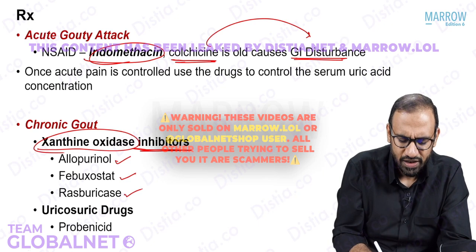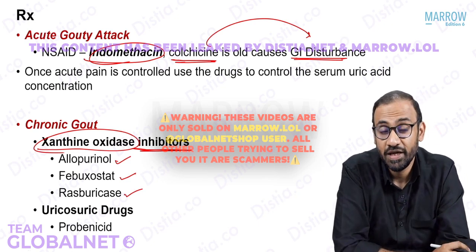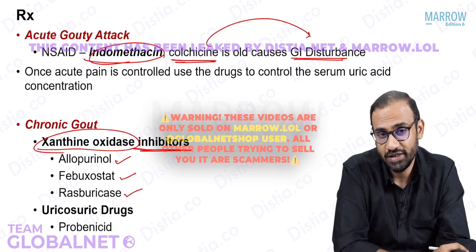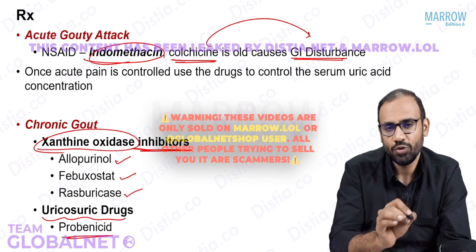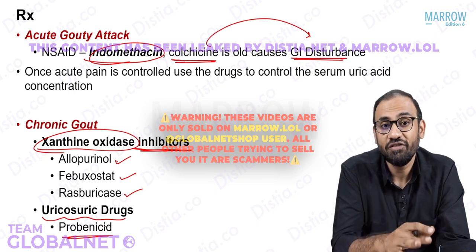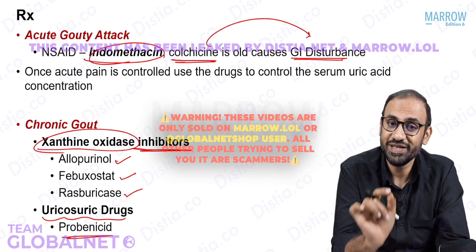Allopurinol, febuxostat, rasburicase. Refer to pharmacology if you want to know about the newer drugs. If you want to remove the uric acid that is there in the serum, you can use uricosuric drugs. A typical example is probenecid. You use this after the pain has come down, never in an acute gouty attack. Is that clear, friends? Please remember that.